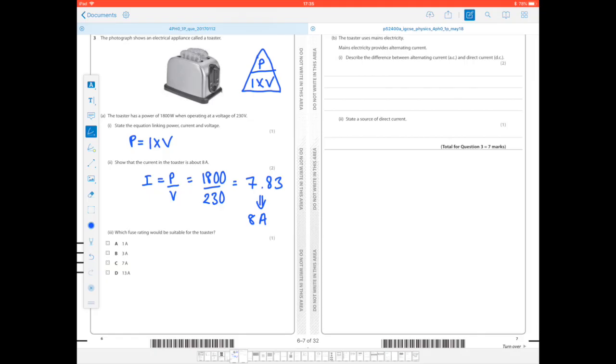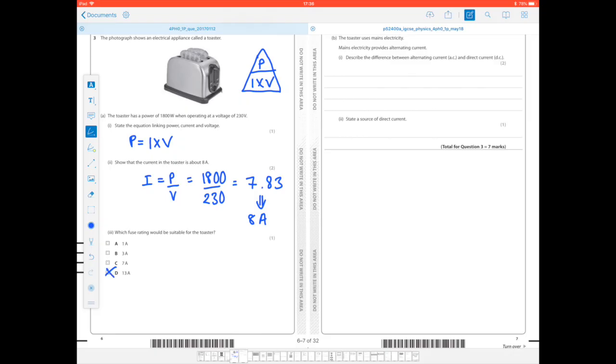Remember, the fuse rating needs to be slightly higher than that calculated current, and so it's not ideal because 13 is a lot higher, but you can't say 1, 3 or 7. You can't say 7 because it's lower, which means it would constantly have melted when the toaster was in use, which is why D is the correct answer here.